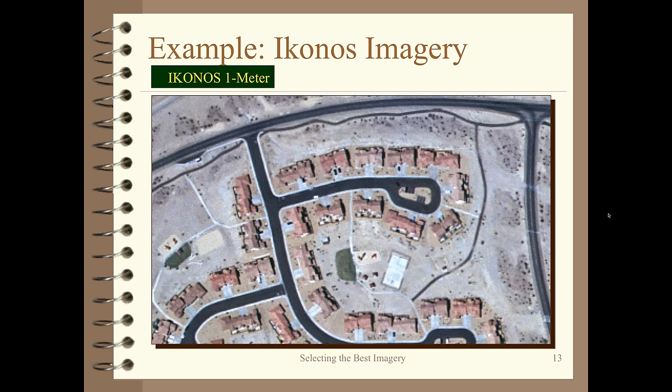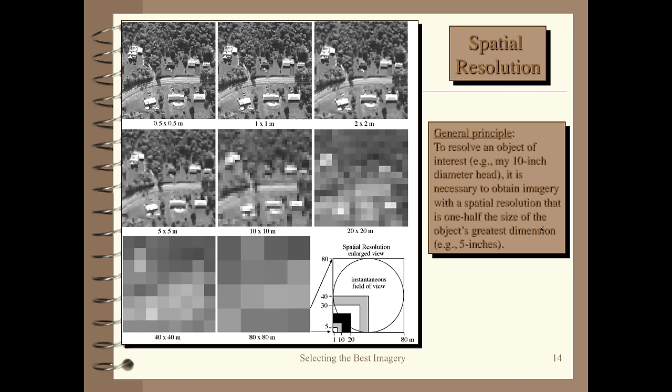Okay, so now here's some 1 meter data. This is Ikonos, which is a digital satellite that's up there now, and was actually the first high spatial resolution satellite, launched in 1999. And so you can see lots and lots of detail. You have to be careful what you do in your backyard because people can see that pretty clearly on that kind of imagery.